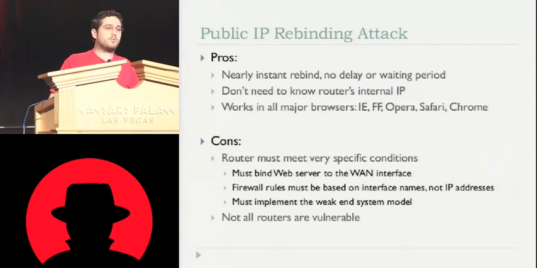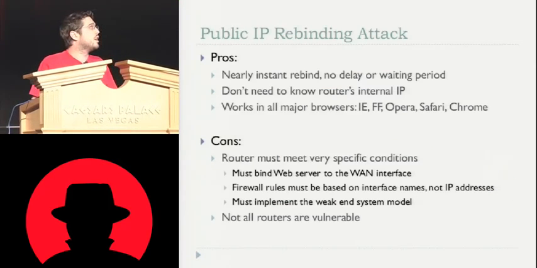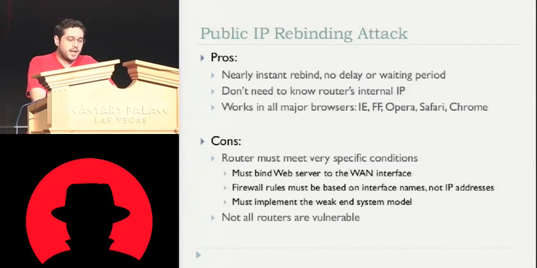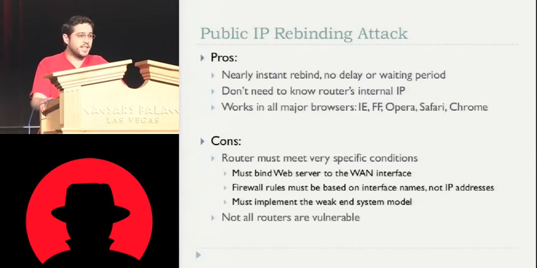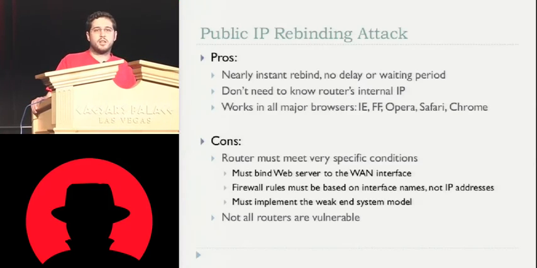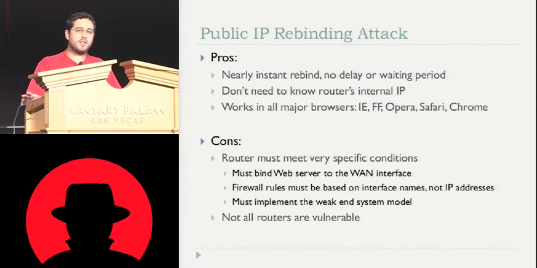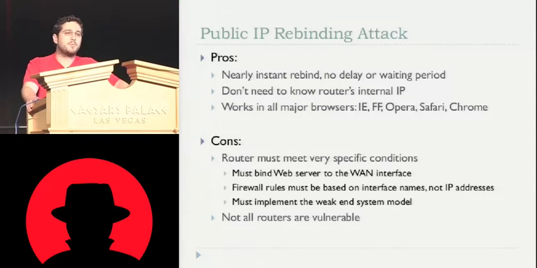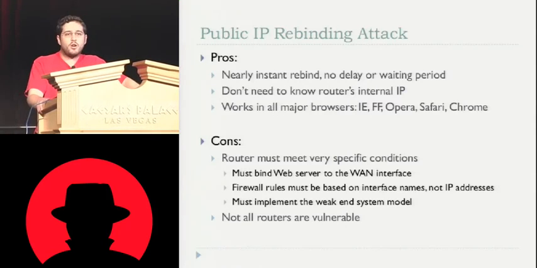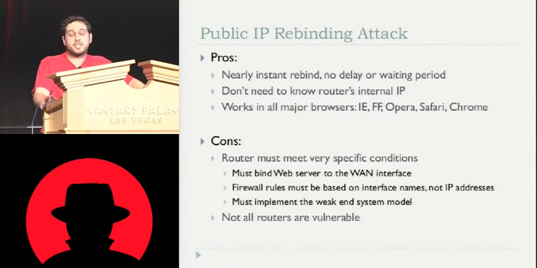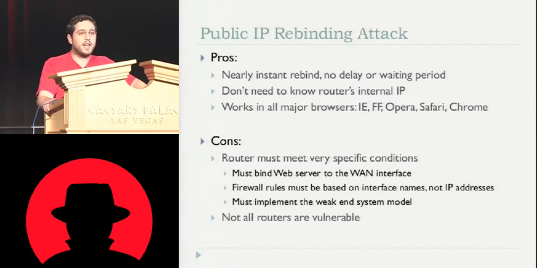So this is a really, really nice attack for DNS rebinding. Because unlike some other DNS rebinding attacks, there's no delay or waiting period before you can rebind. It's pretty much instant. We also don't need to know the router's internal IP address. That's always kind of a problem because routers can have different internal IPs and people can change the IPs, and we don't care because we're rebinding to the public IP. Another nice thing is this works in all major browsers because this is just how browsers work. It's how they handle DNS redundancy.